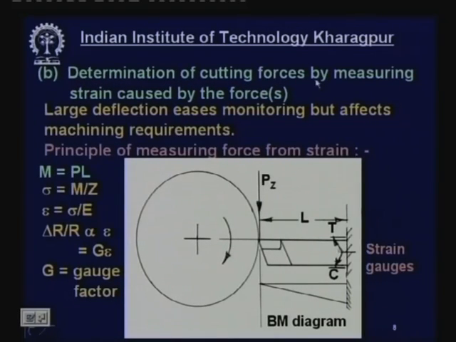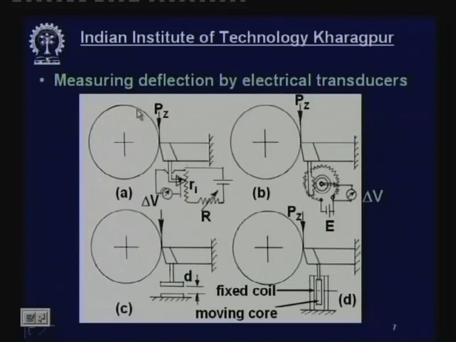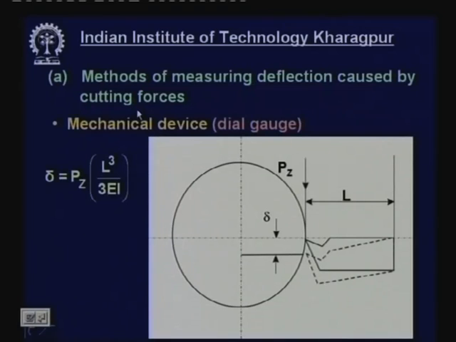Now the determination of cutting forces by measuring strain caused by the force. Now here is a point. Now see here, in this case this is the deflection. For easy understanding and analysis, we have shown a large deflection, but such a large deflection is not very good for the purpose of machining, because if we allow large deflection for the purpose of sensitivity of measurement, then the depth of cut with the machining action will change.